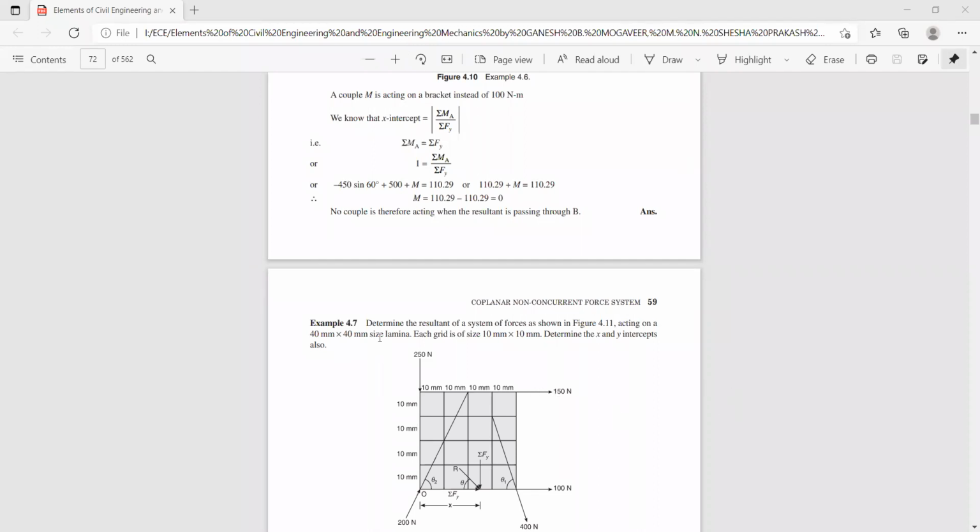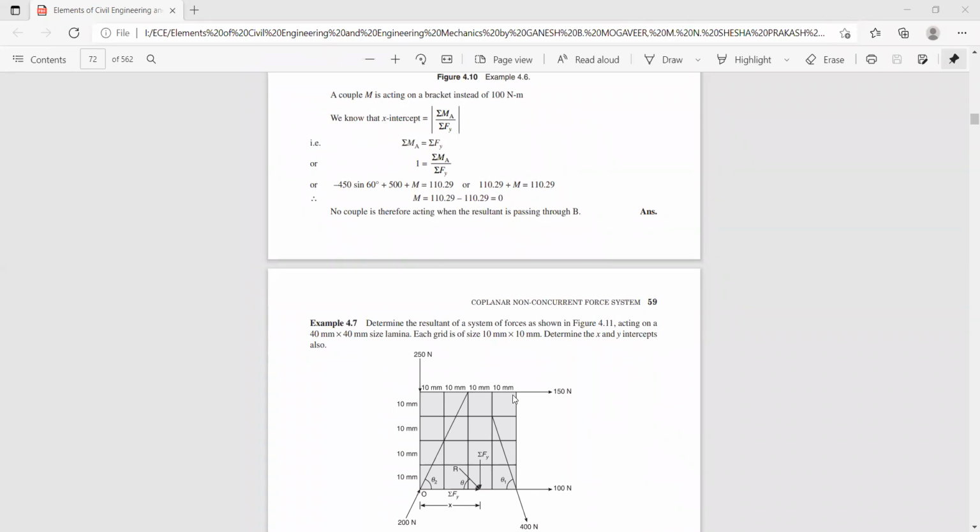So now here, next problem on resultant of non-concurrent force system. Determine the resultant of a force system as shown in figure acting on a 40 mm by 40 mm side square plate, and each grid is of size 10 millimeters by 10 millimeters. Determine the x and y intercept of the resultant. So we need to find the magnitude, direction, and the position of the resultant, along with the x and y intercept of the resultant.